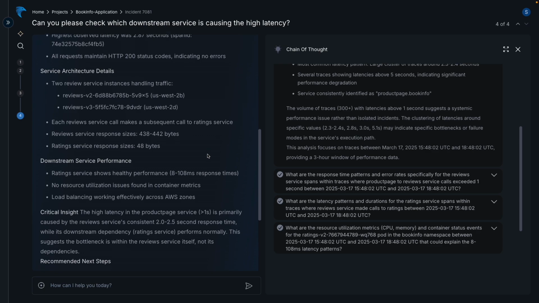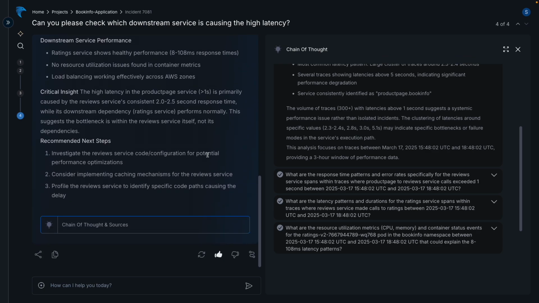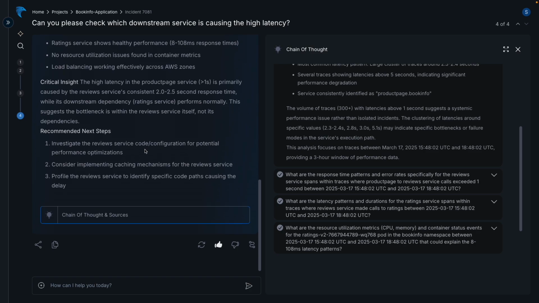So this kind of showcases how Hawkeye can leverage OpenSearch, in this case OpenSearch spans and logs, but can also look at metrics in order to perform a thorough analysis of an application latency issue, in this case, one that was artificially introduced.